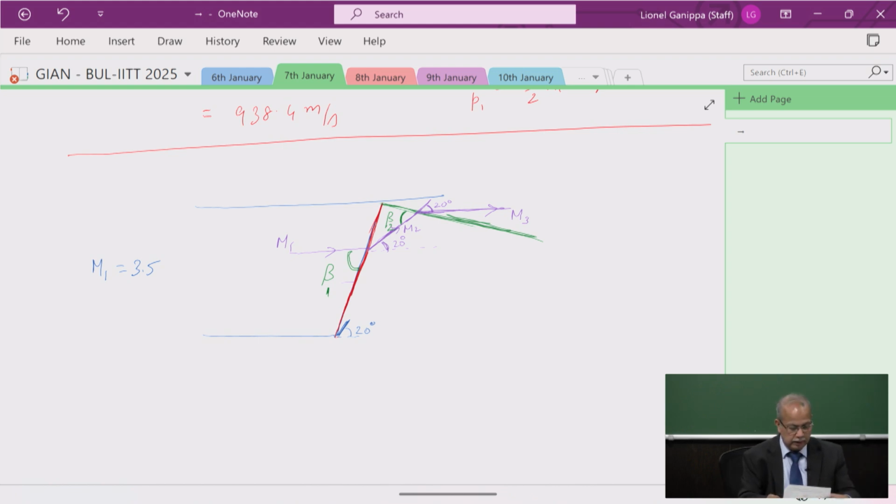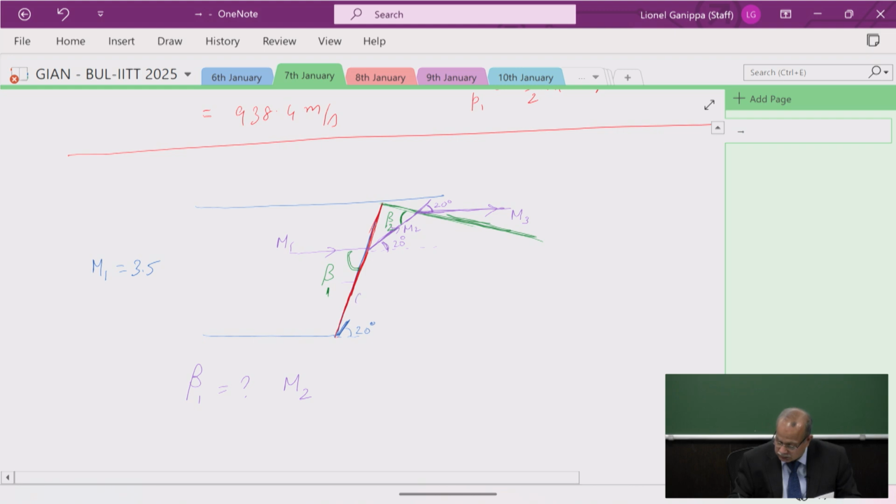So this is what the problem reads. Assume air to be a perfect gas, flows between two parallel frictionless walls. The initial flow Mach number M1 is 3.5. The lower wall abruptly turns into the flow. It's a concave surface and it turns by an angle of 20 degrees. Determine the wave angle of the initial oblique shock wave. What is beta 1 from the lower wall, and the Mach number M2, what is M2 after the shock wave 1.